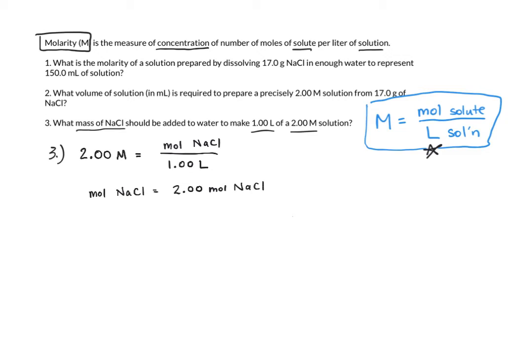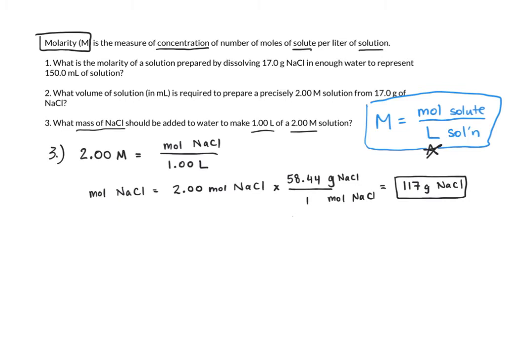Once I know the number of moles of sodium chloride, my solute, I can then convert that into grams of mass quantity of sodium chloride. I'll do that by using the molar mass of NaCl. We've already determined that molar mass to be 58.44 grams per mole, so I can just plug that number in directly. 2 times 58.44 gives us 117 grams of sodium chloride.